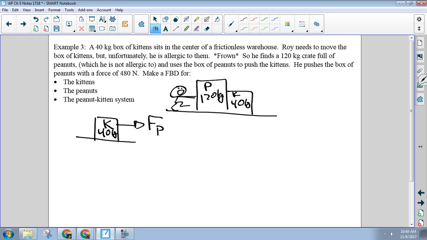And because we're doing third law, let's come up with a consistent way to write our forces. So do we want to call this the force of the peanuts pushing the kittens? Is that cool if we use that notation? Yeah. Hang on, wait. I'm going to make sure I use the same notation that the book uses. Shoot, you know what? The book uses the other notation. Oh, seriously?